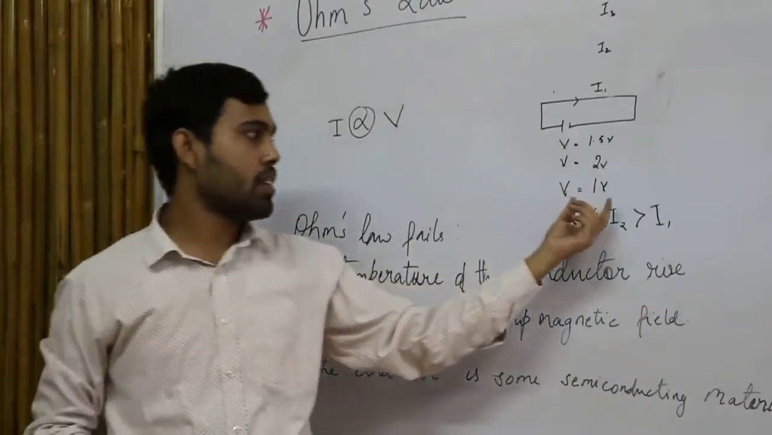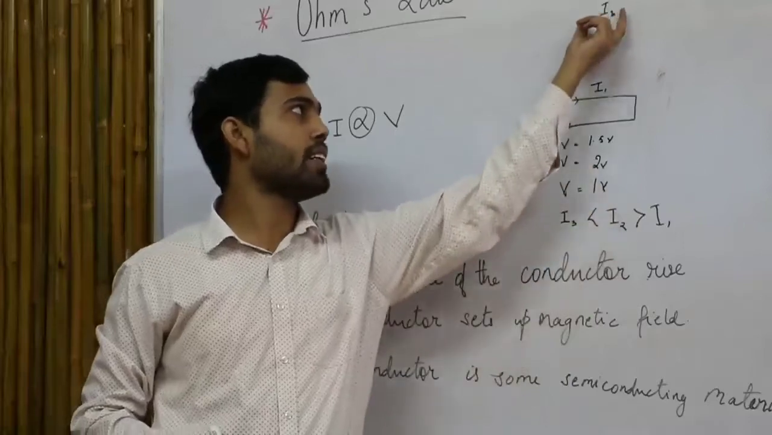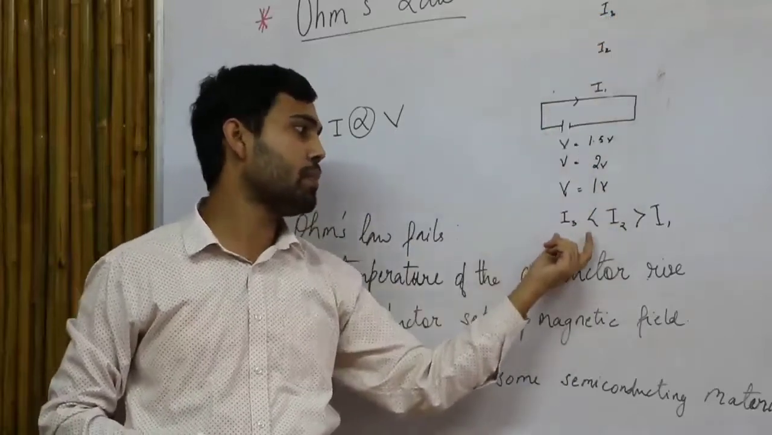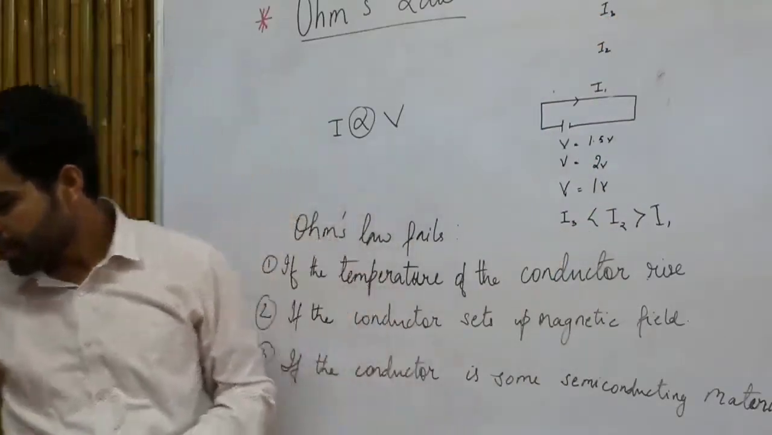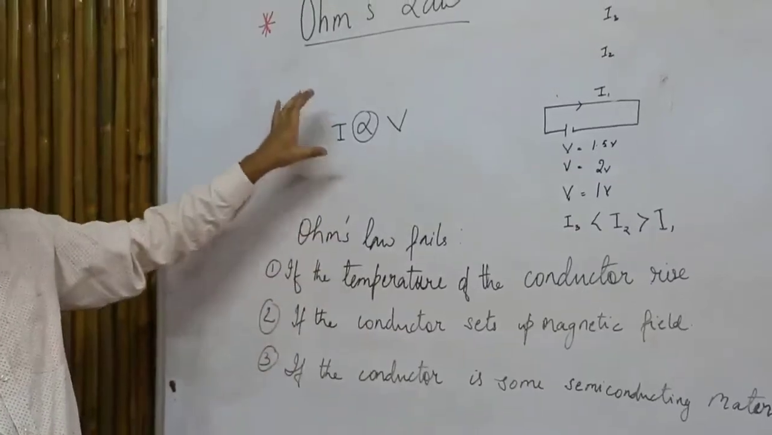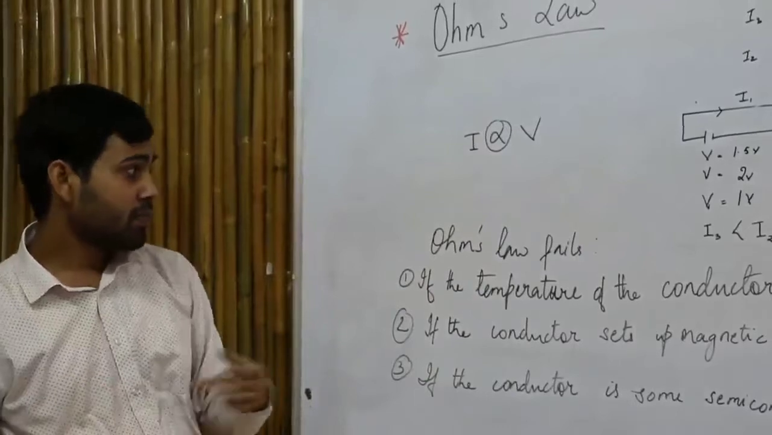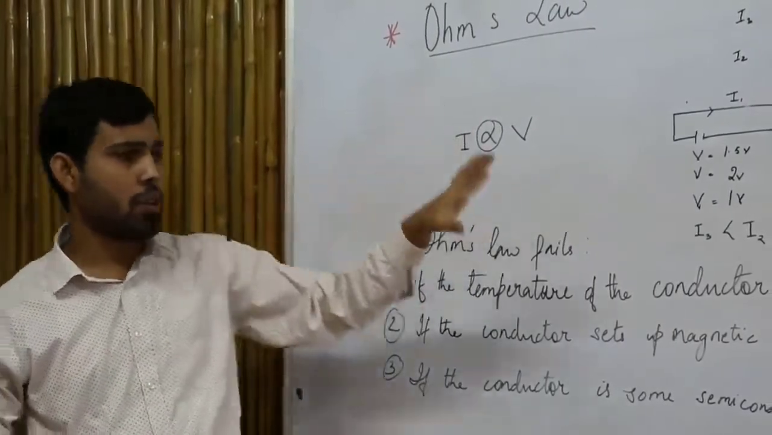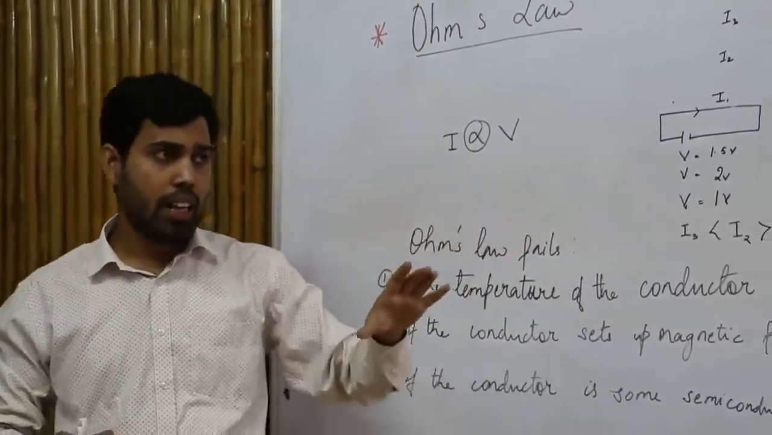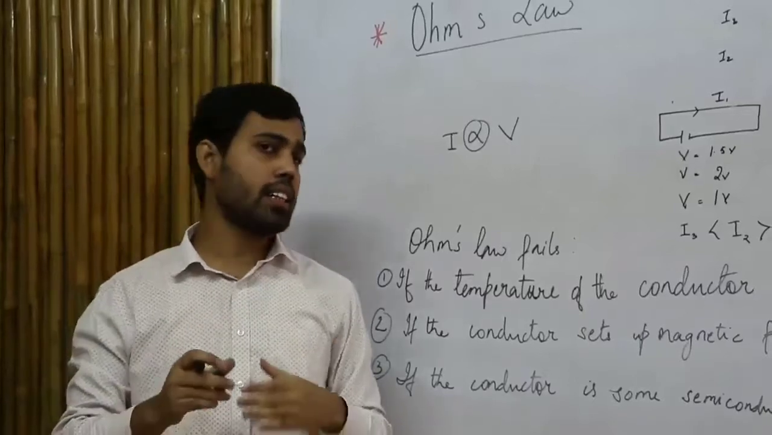Because the minimum voltage is 1 volt, correspondingly I am getting a current I3, which will be the minimum current that I am getting. So this is a very important law which we need later on in the numericals as well. Now this law holds for as long as the physical conditions are the same.